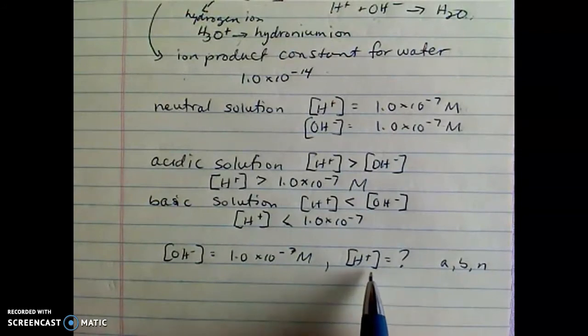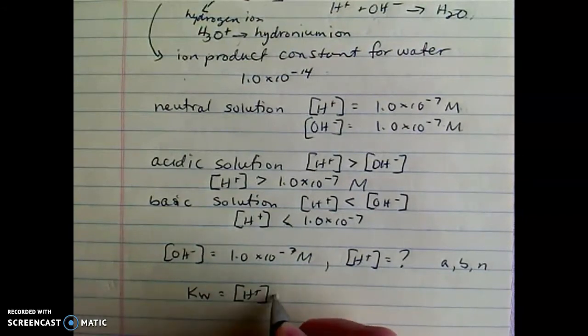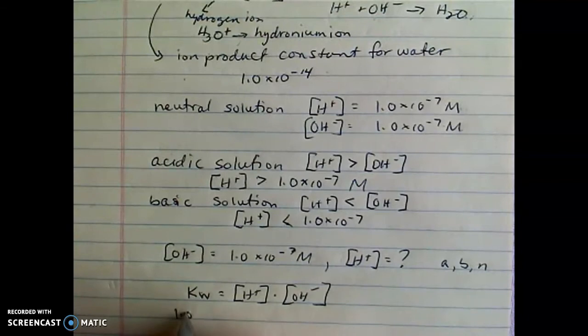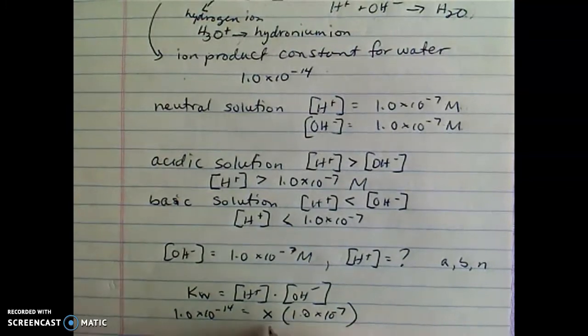So to find the H plus, you're going to use this equation. Kw is equal to the concentration of H plus times the concentration of OH minus. This is 1.0 times 10 to the negative 14th. We don't know this, and this one is 1.0 times 10 to the negative 3. So to solve, you're going to divide by 10 to the negative 3.